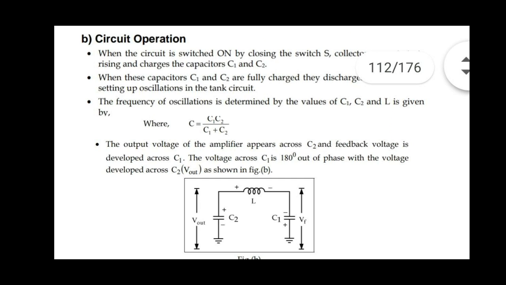The advantage of the Colpitts oscillator over the Hartley is that the Colpitts oscillator produces a more pure sinusoidal waveform due to the low impedance path of the capacitor at high frequency. So a pure sinusoidal waveform is produced.